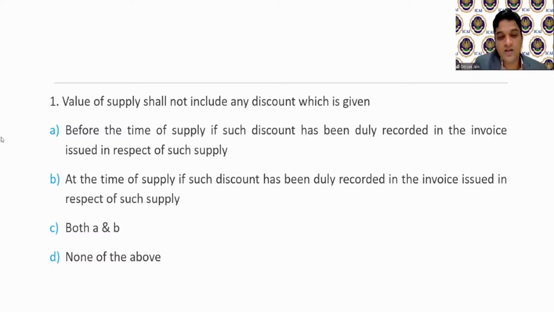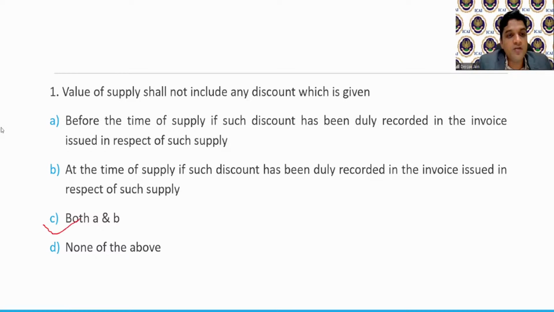The answer is not A or B, it is C, both. It should be before or at the time of supply, and the discount has been duly recorded in the invoice at the time of supply. So it could be before the time of supply or at the time of supply, both. Both answers are correct.